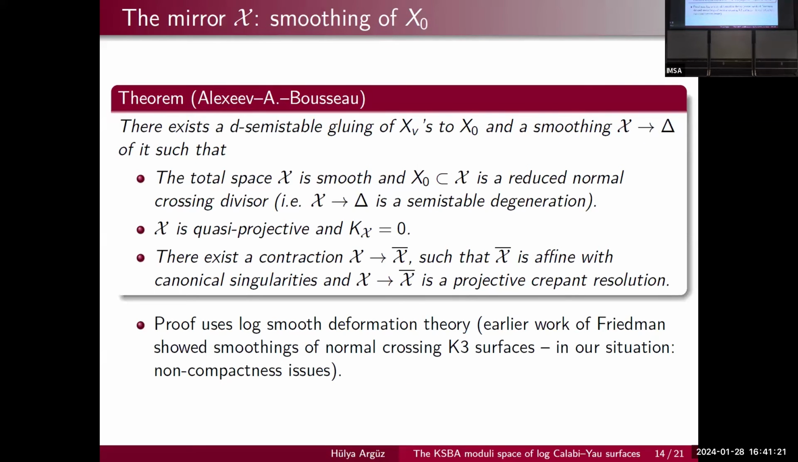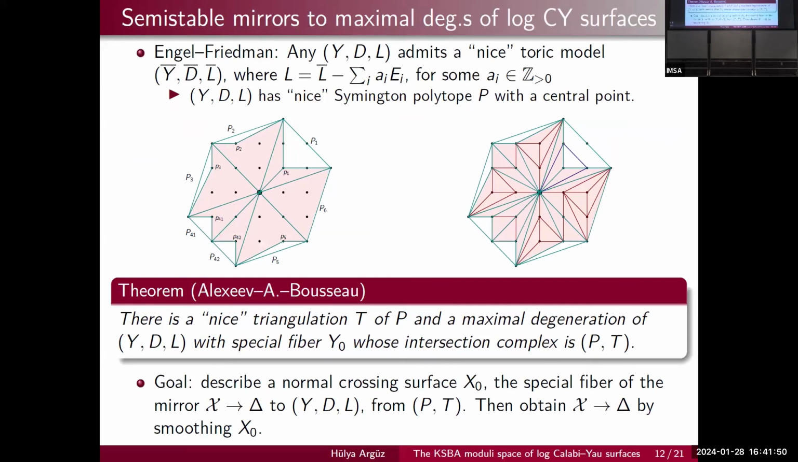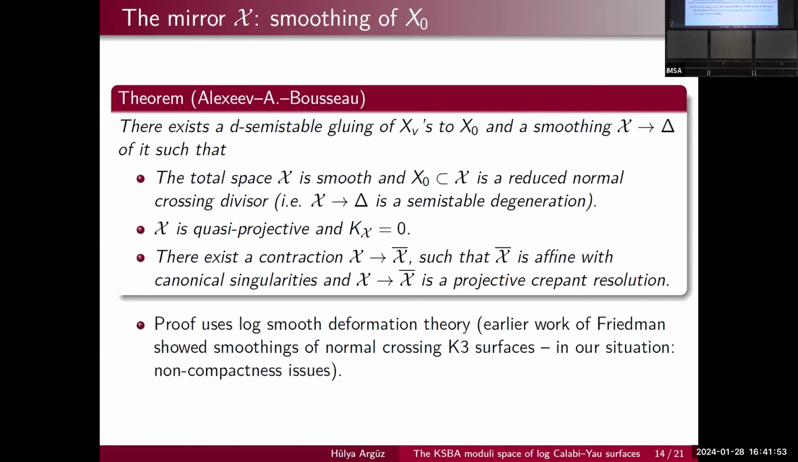And then the next thing we do is log smooth deformation theory to smooth the surface. So we wanted to concretely do log smooth deformation theory in the flavor of Friedman, who did similar things for K3 surfaces. So here, in the previous step, we consider a smoothing of these things. So we take some particular fiber of the smoothing, which is nice enough to glue. So we glue the components of X0, we choose a gluing in such a way that X0 is semi-stable, which means there's a nice log smooth structure.